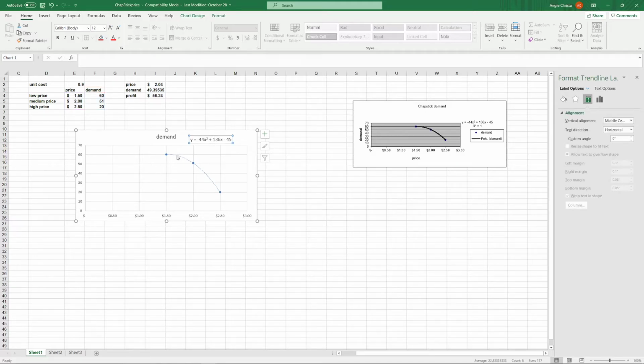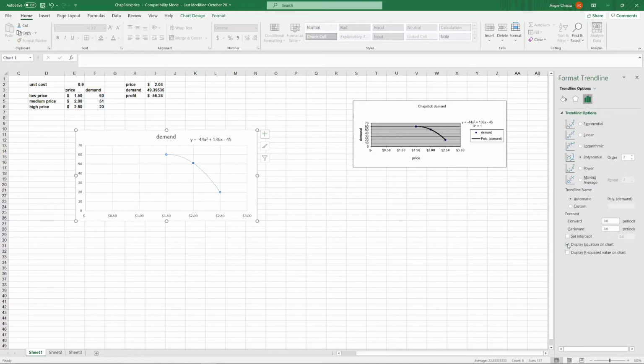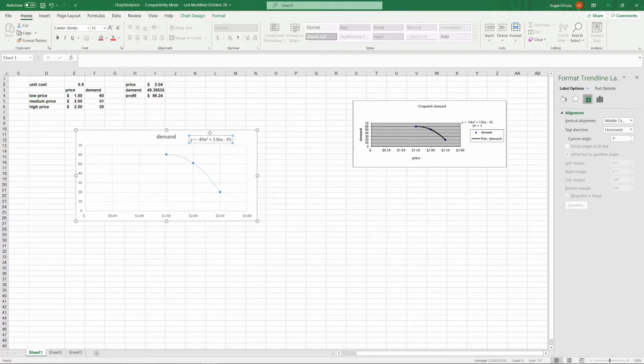Here. Need to make sure we have selected the display equation on chart. And notice we just have 3 coefficients here instead of 2, because this is a quadratic equation, so we have x squared and x. That's all. It's just that the equation is a little longer, one more coefficient, but nothing that changes anything else that we did so far, at least not in terms of the demand estimation.